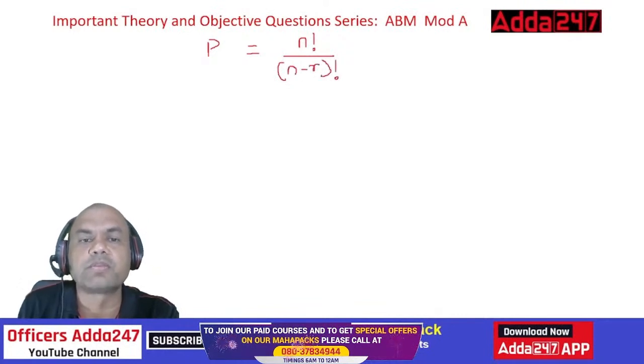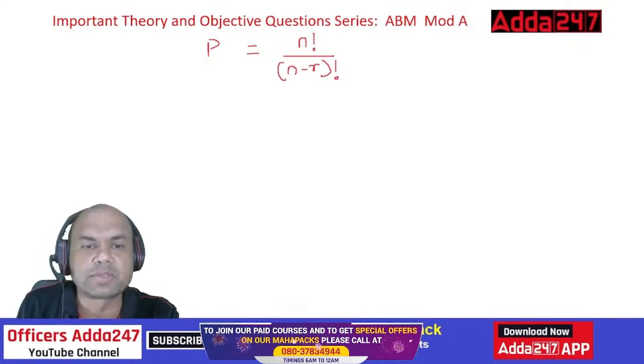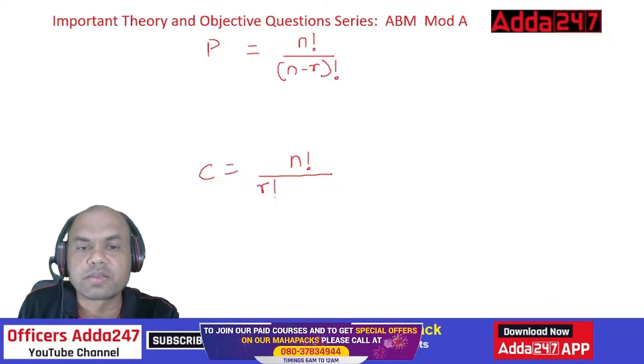This is the formula for permutation. Now, what is it for combination? Combination is similar to that, but with a slight difference: nCr equals n factorial upon, now look at this, r factorial into (n minus r) factorial. So what are you doing actually?